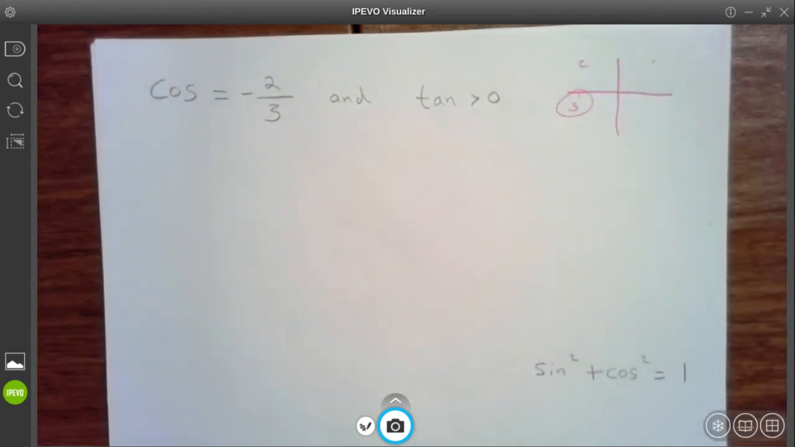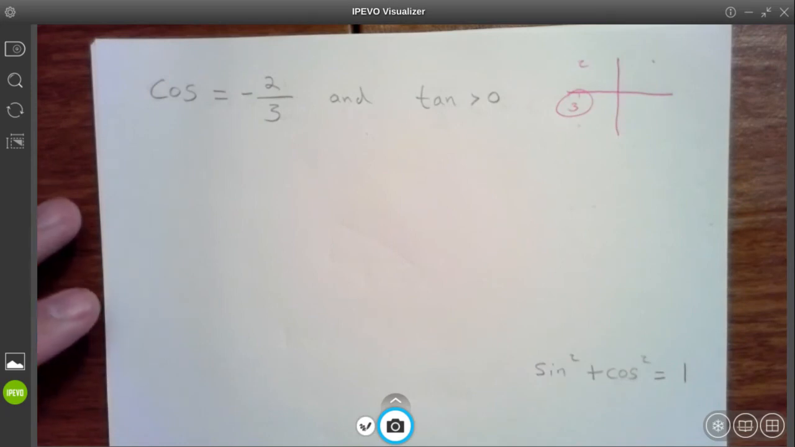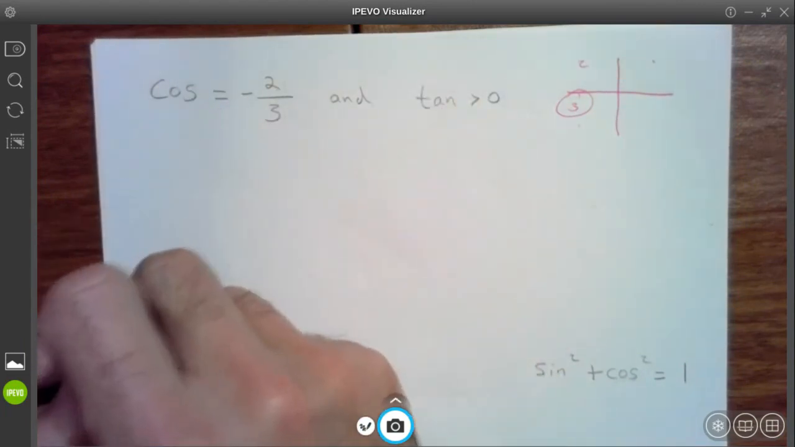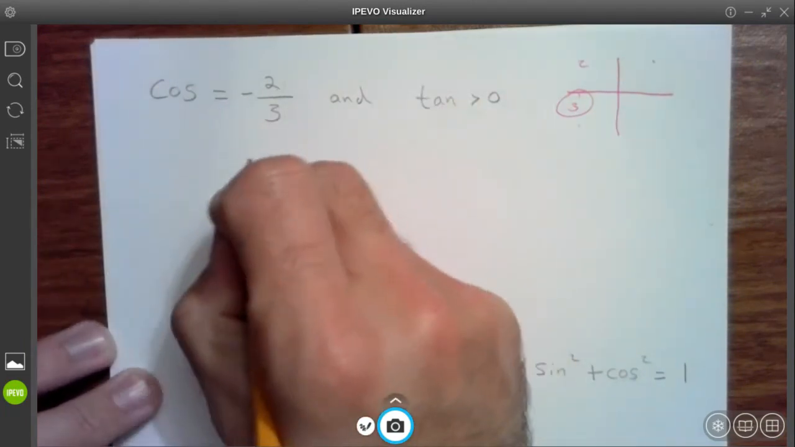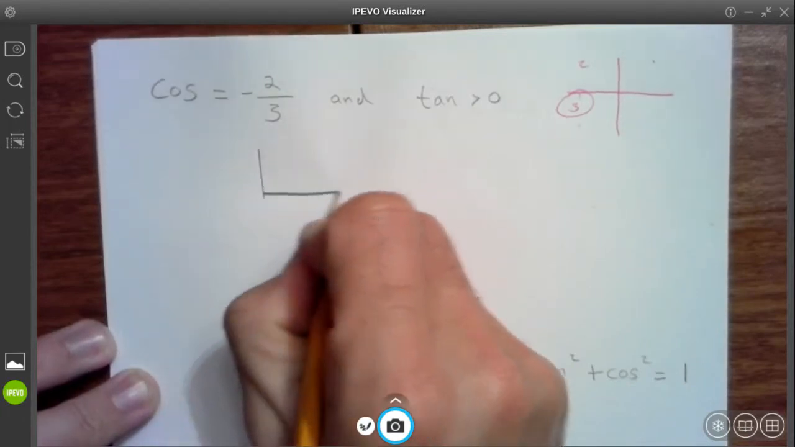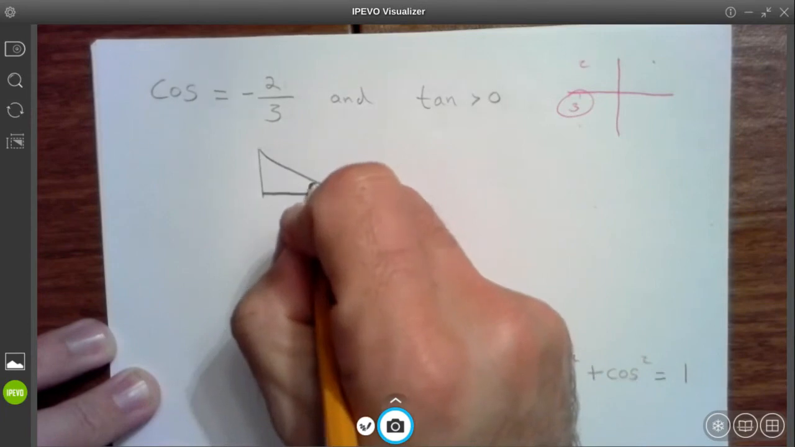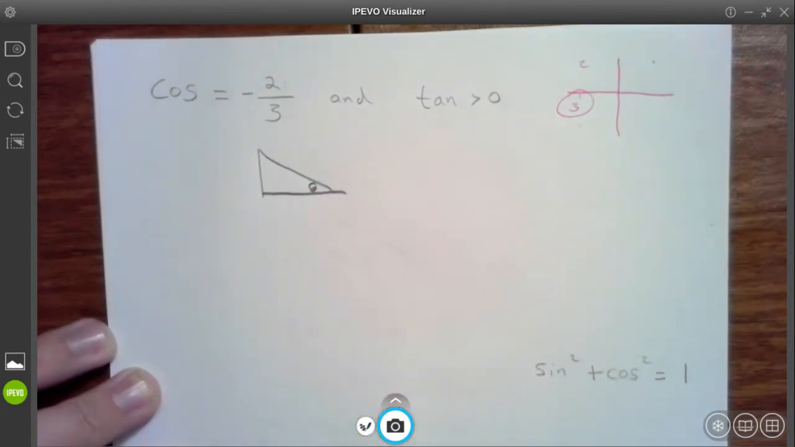I'm in quadrant 3. So I know whenever I find sine, because I'm in quadrant 3, my answer is going to be negative. Because sine and cosine are negative, that's why tangent's positive. Let's solve it first, just using the basic little triangle method. So I'll label this to be my theta, my angle.